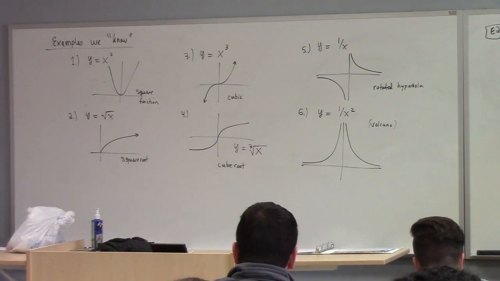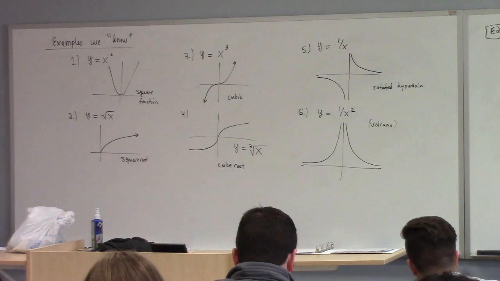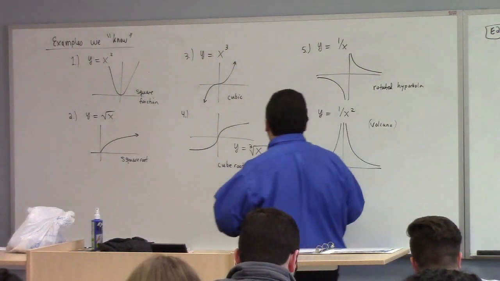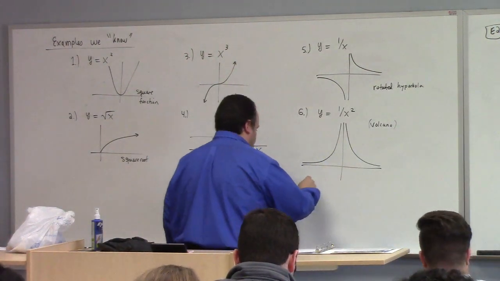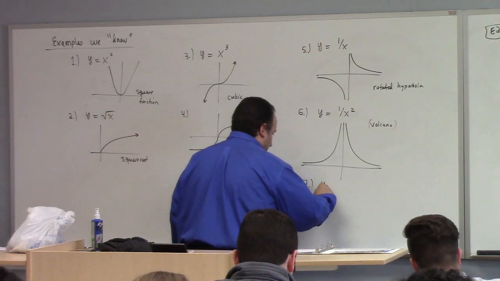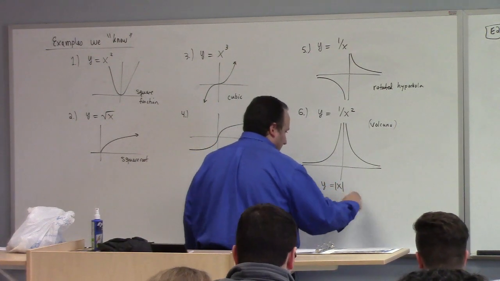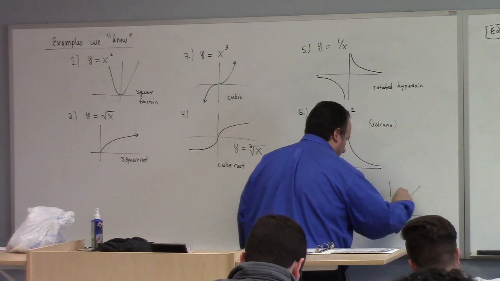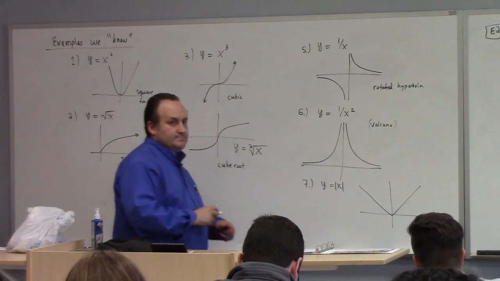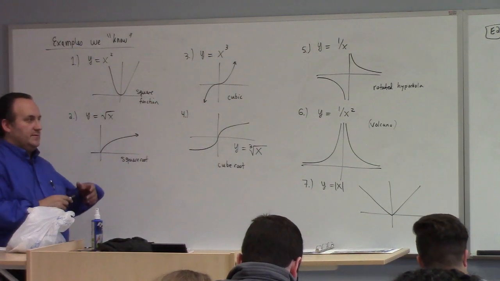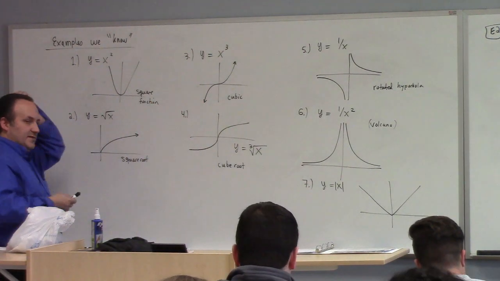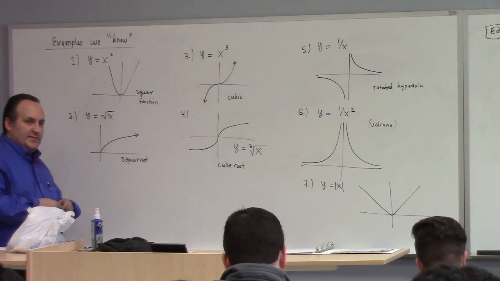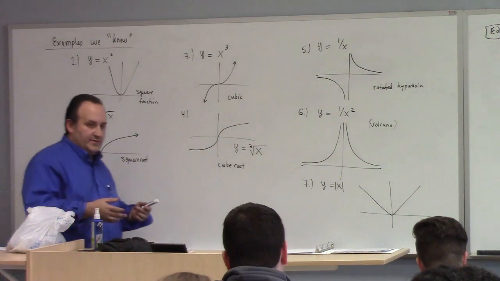Is there anything else we should add to this list, maybe? Absolute value. Absolute value is a good idea. Yeah, seven. Let's add absolute value to this list. If I can find a spot, I'll add it down here. y equals absolute value of x. That is like a V, right? So if I ask you to graph any of these, you should be able to graph them with minimal mental effort, okay?